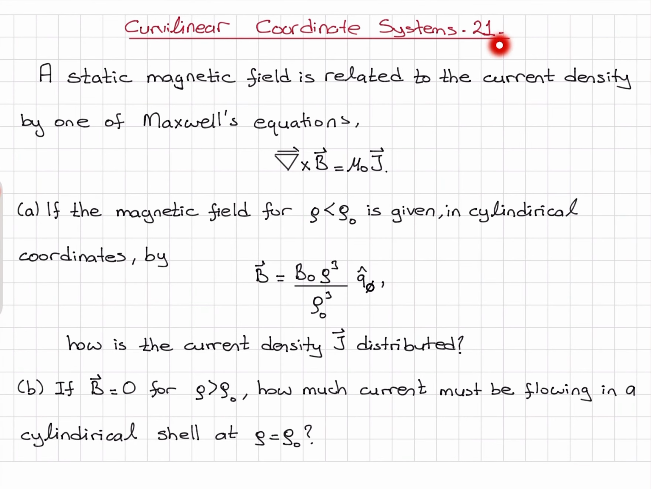Curvilinear coordinate systems 21. A static magnetic field is related to the current density by one of Maxwell's equations: curl B is equal to mu 0 J. In part A, we have the magnetic field given in terms of the cylindrical coordinates for rho less than rho 0 inside the cylinder, and we calculated the current density. Now in part B, if B is equal to 0 for rho greater than rho 0, how much current must be flowing in a cylindrical shell at rho is equal to rho 0?